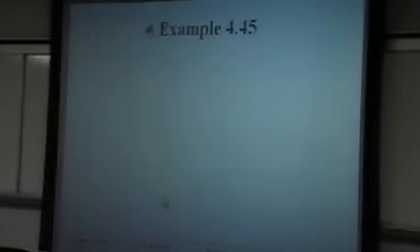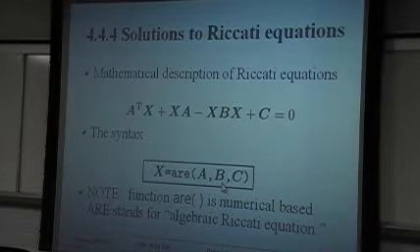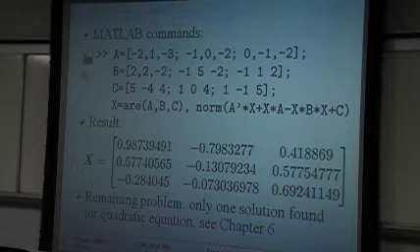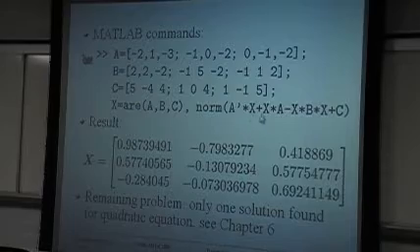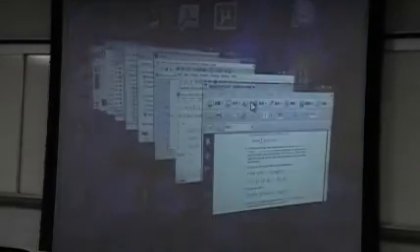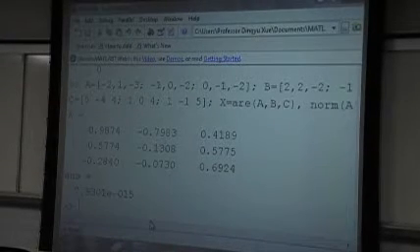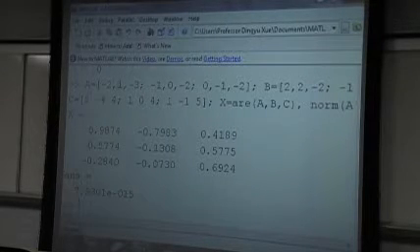And here is an example. If in the Riccati equation we have A, B, C matrices, we can then code the ARE function. Then we can solve the original problem using the ARE function, and we can find the norm if we substitute the solution back to the original equation. So this is the solution, and the error is quite small.